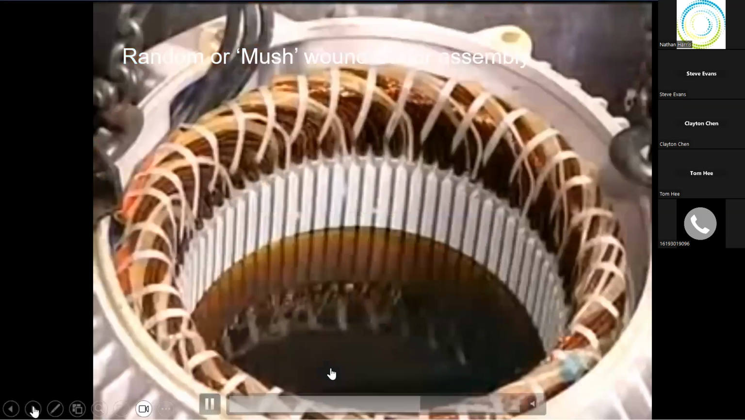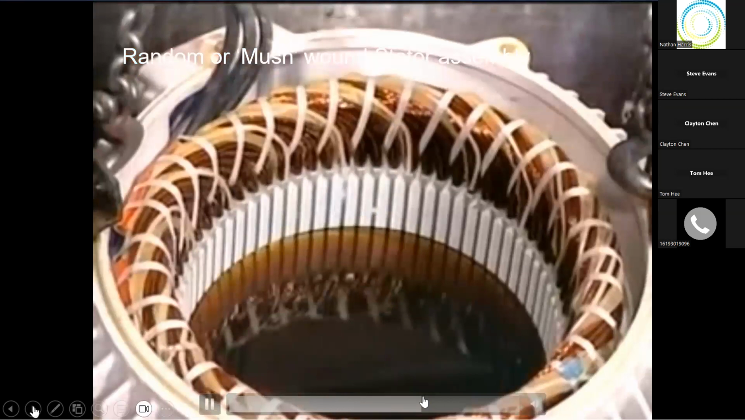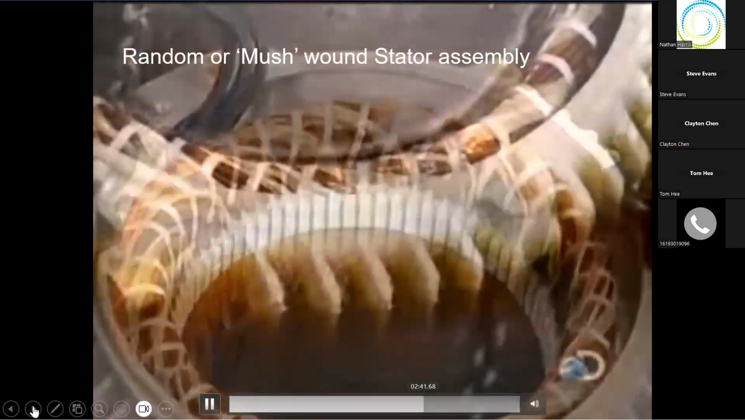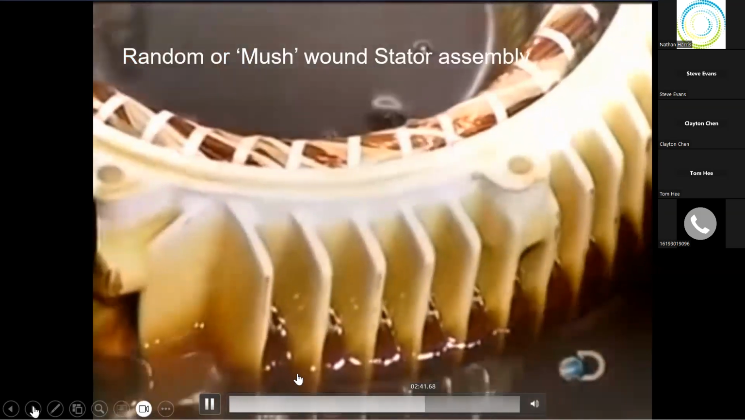Submerge the stator in a polyester-based varnish and vacuum it right through. This thorough penetration makes the stator coil moisture resistant.